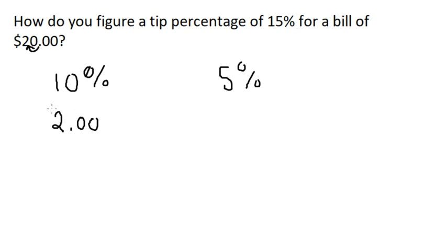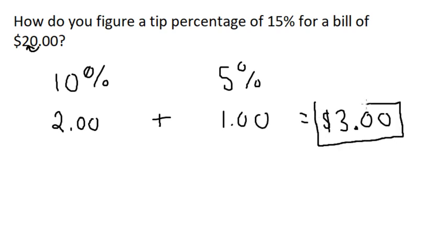Then, once you find 10%, the way you find 5% is by taking your 10% and cutting it in half. So half of $2 is $1. Then you add those two amounts together. $2 plus $1 is $3. So your 15% tip for a bill of $20 is $3. So that's a little trick of how you find a tip percentage of 15%.